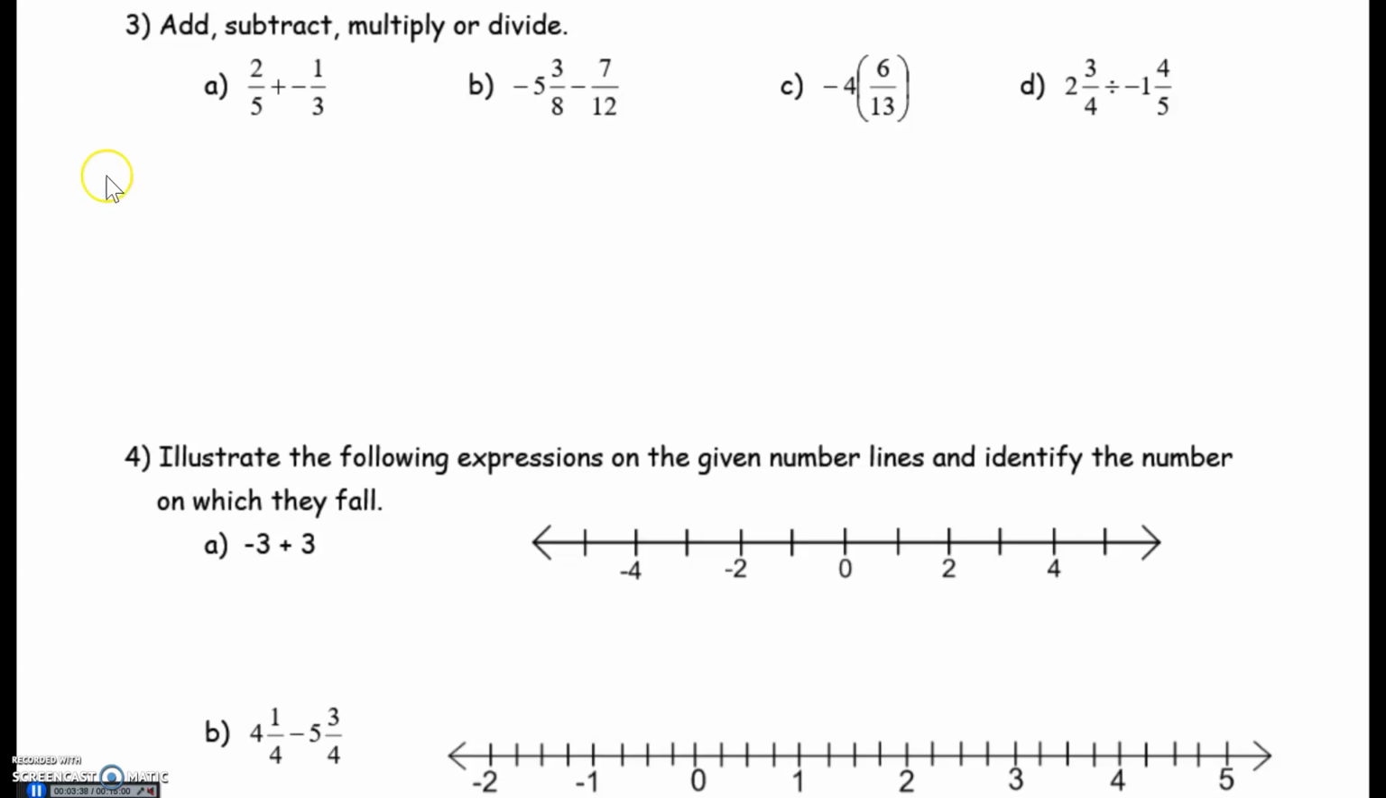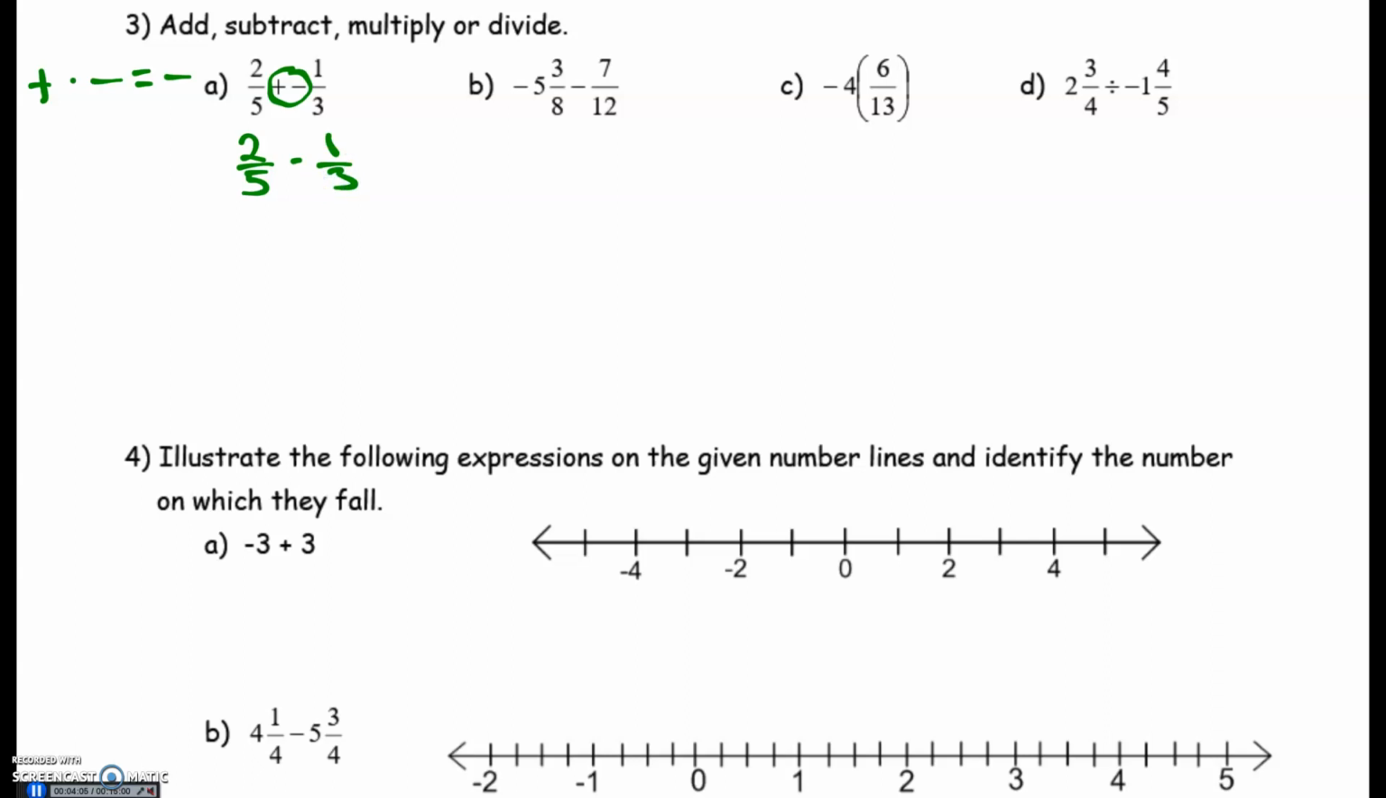We have 2/5 plus negative 1/3. So the first thing that stands out to me is a case of double signs. We have a positive times a negative. Anytime two signs are next to each other, we can combine them by multiplication. So a positive sign times a negative sign leaves us with a negative. So the new question we're now going to be left with is 2/5 minus 1/3.